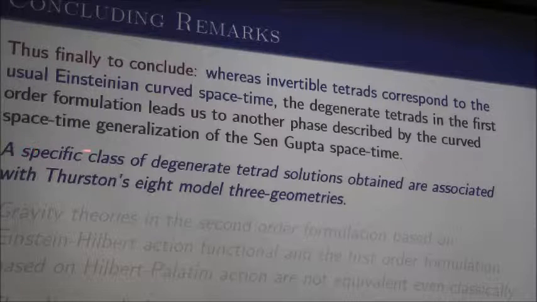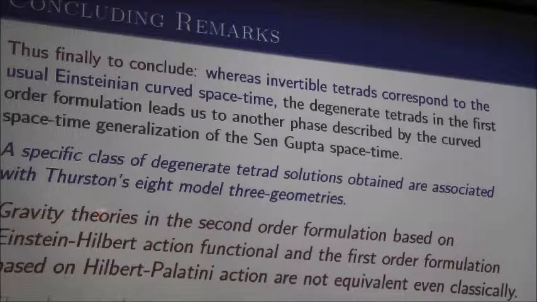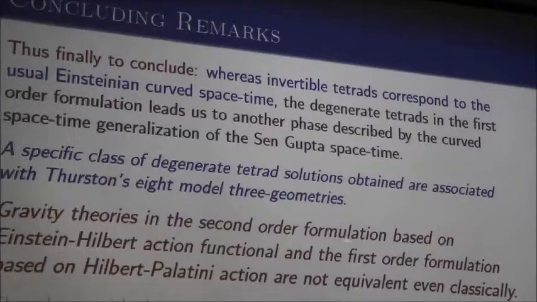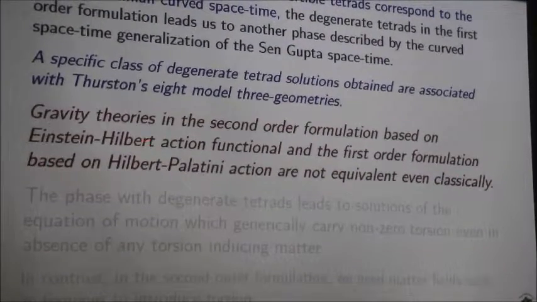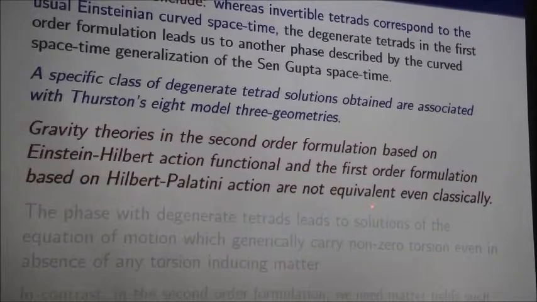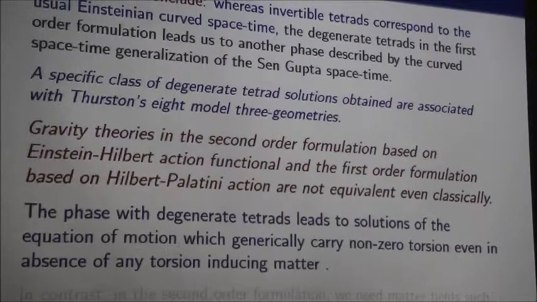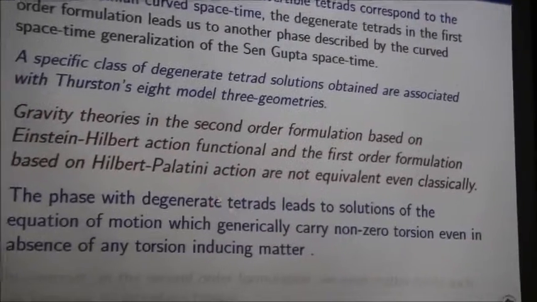Now, a specific class of degenerate tetrad solutions are associated with the Thurston's eight model geometries. Gravity theory in the second order formulation, based on the Einstein-Hilbert action functional, and the first order formulation, based on the Hilbert-Palatini action, are not equal, even classically. The phase with degenerate tetrad leads to solutions of the equations of motion which generically carry non-zero torsion, even in the absence of any torsion-inducing matter.